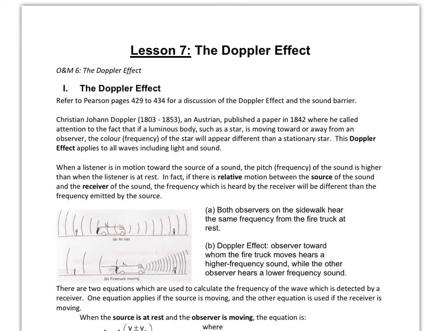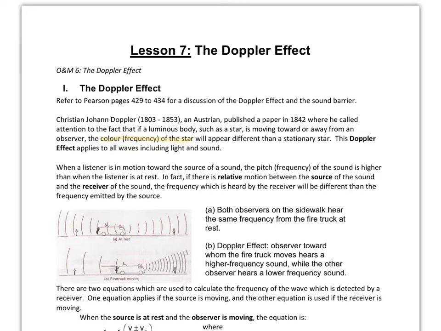Our very last lesson here is the Doppler effect. The effect is named after Christian Johann Doppler, an Austrian, who published a paper in 1842 where he called attention to the fact that if a luminous body, like a star, is moving towards or away from the observer, the color or frequency, which you learn about a little bit later in Physics 30, of the star will appear different than the stationary star.